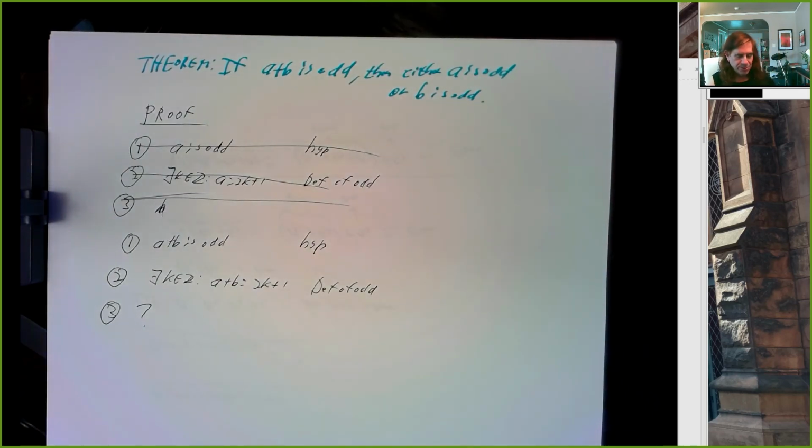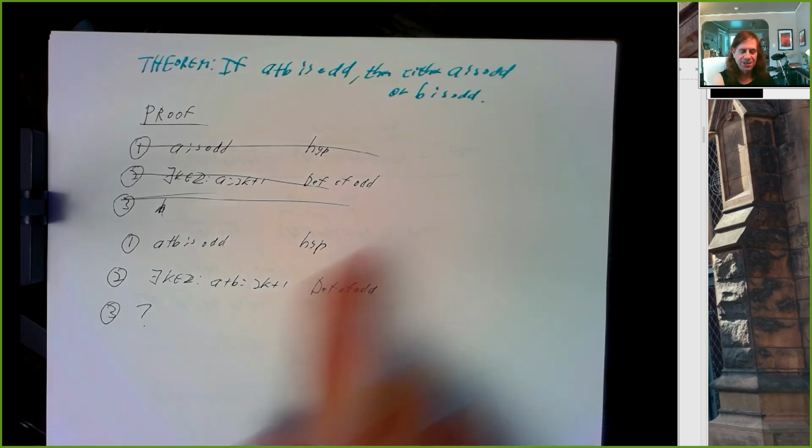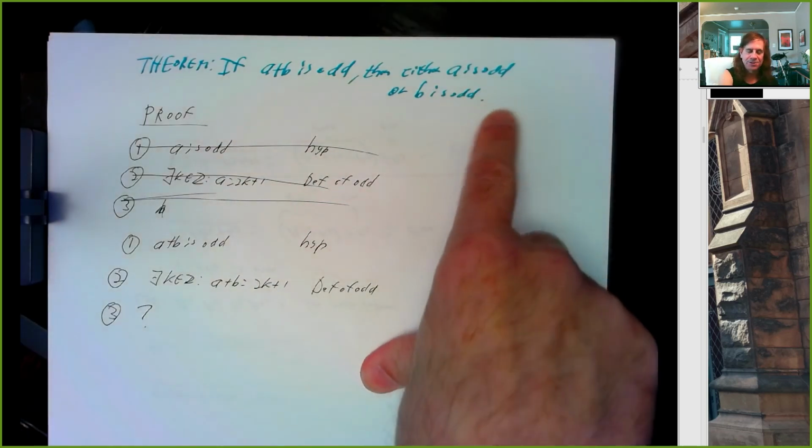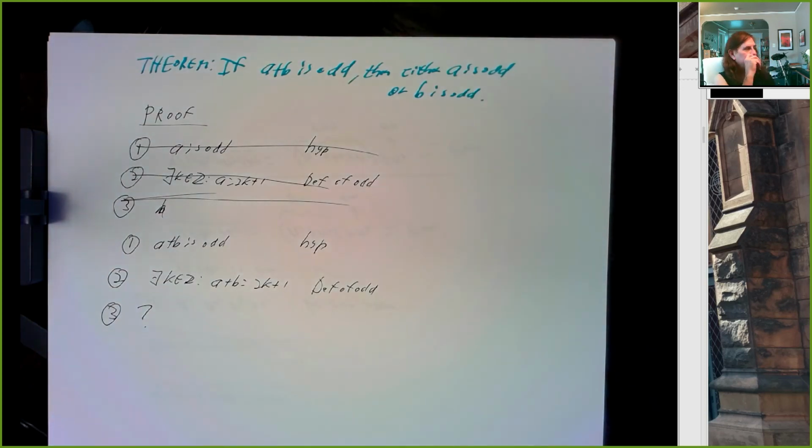All right, so my question is, what's our third step here? We've stated truthfully that A plus B is one more than twice an integer. We need to go from there to somehow showing that either A is one more than twice an integer or B is one more than twice an integer. And you can think about this for a minute, but it's not clear that there's a good next step to take. This is a slippery thing.